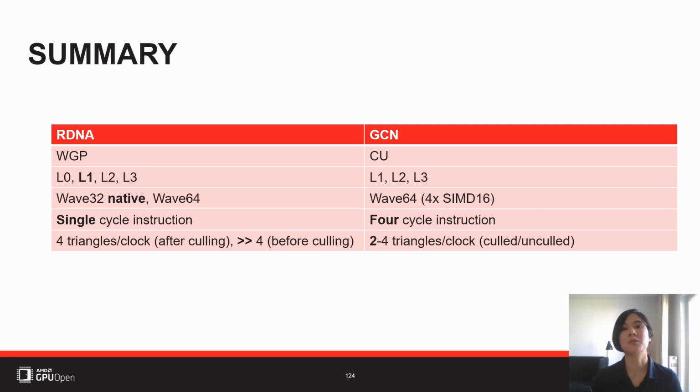Then on RDNA, we have a completely new level of cache, the L1 cache. We now have natively wave32. It can also run in wave64. You don't control this, it is controlled by the driver. So don't assume a fixed wavefront size. As I said, since wave32 is now natively supported, we have single cycle instructions, and in case of wave64, it's dual issue. And then we also have higher geometry throughput, so we now have this automatic culling step involved. We are still limited by 4 triangles per clock on the primitive assembler, but this only affects already culled triangles. So for unculled triangles, we actually can go beyond this limit of 4 triangles per clock.